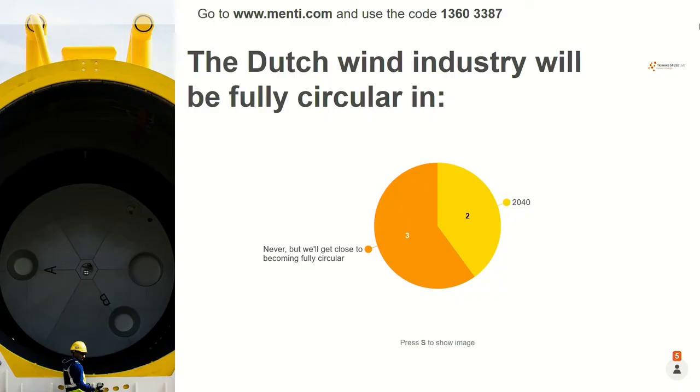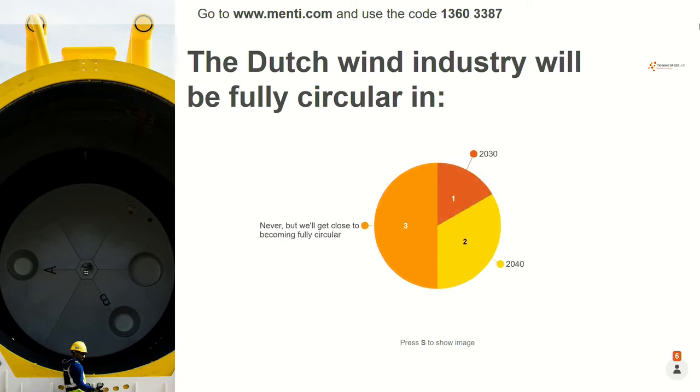If you're wondering what the code was, it's still on top of the screen: www.menti.com. Use your smartphone or your tablet and enter the code 13603387. I think there's more people coming. Don't be shy, so use Mentimeter. It's very valuable also for this discussion today.